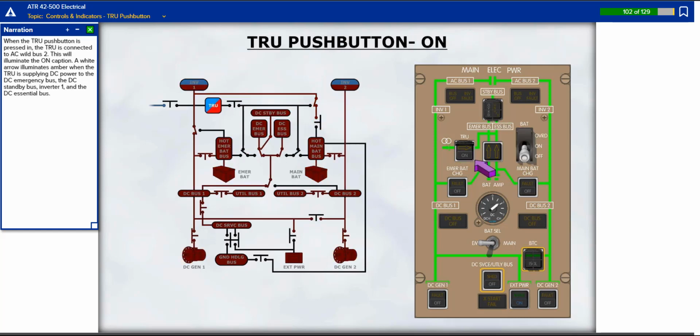When the TRU push button is pressed in, the TRU is connected to AC Wild Bus 2. This will illuminate the on caption. A white arrow illuminates amber when the TRU is supplying DC power to the DC emergency bus, the DC standby bus, inverter 1, and the DC essential bus.